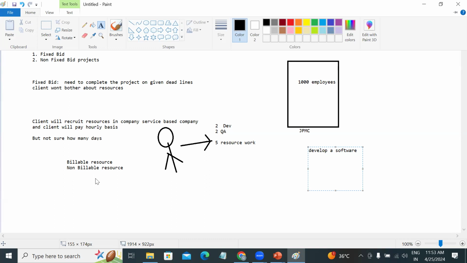Thin client. That means you work in the company, but you are working using the client environment. You're using the client environment, that we call a thin client.